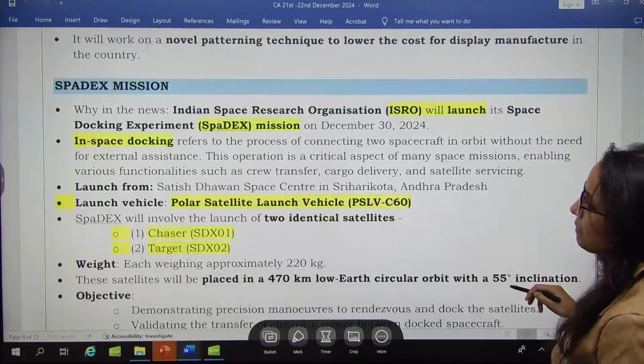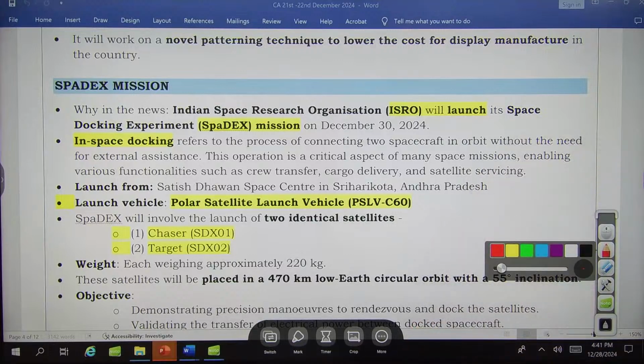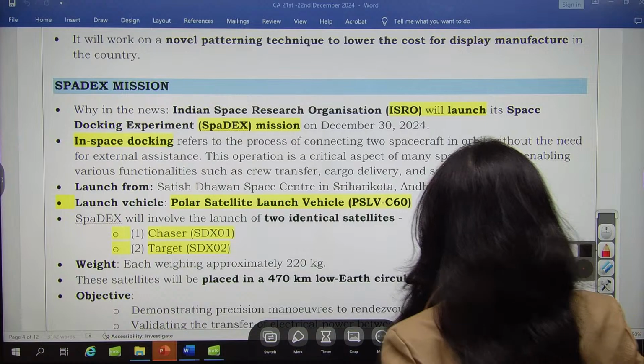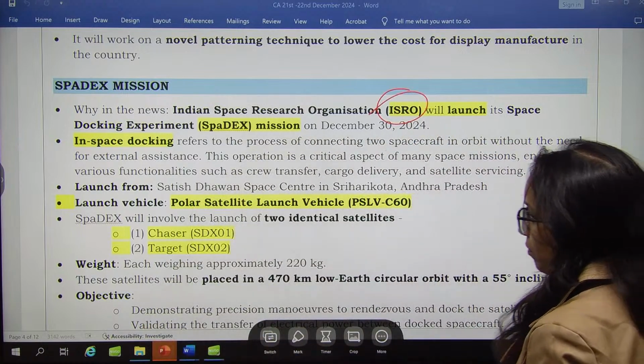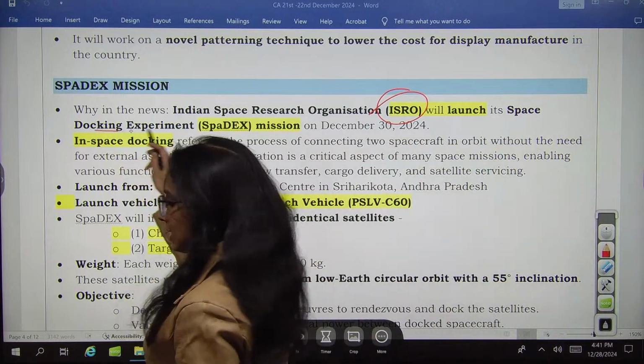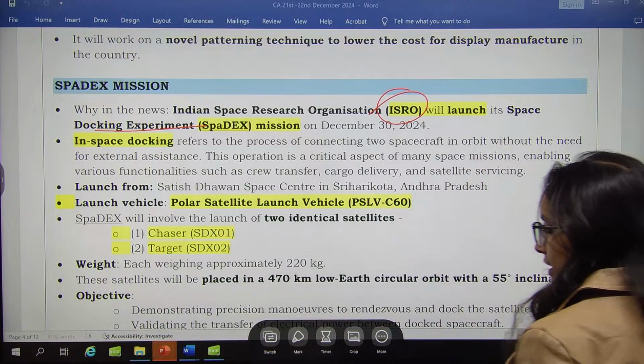Then next you have the SPADEX mission. This is going to be very important. What is this SPADEX mission? First of all, remember, it belongs to the space agency of India, ISRO, right? ISRO is set to launch a new mission which is known as SPADEX. What is the full form of SPADEX? Space Docking Experiment. Remember, Space Docking Experiment. It is planning to launch on 30th December.